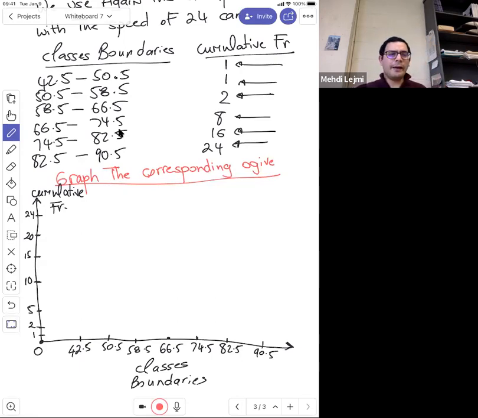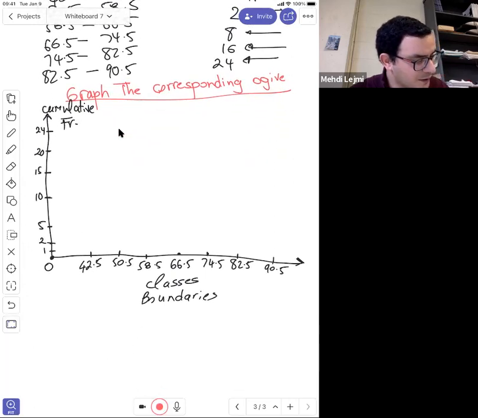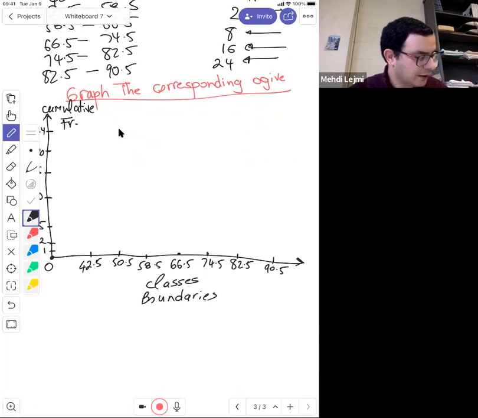The shape of the graph doesn't have to be perfect, right? The goal, of course, is to plot all the cumulative frequencies. If you need to go up to 24 and you don't have enough space, you don't have to have exactly the same units each time, okay? Anyway, now, to graph the ogive, first step, you need to start at the lower boundary of the first class.